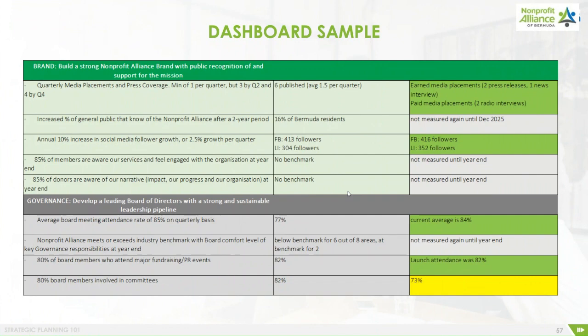Here's another dashboard sample. This one shows the strategic objective for the flywheel component of branding and governance. The strategic objective is listed, and then the KPIs are noted underneath.